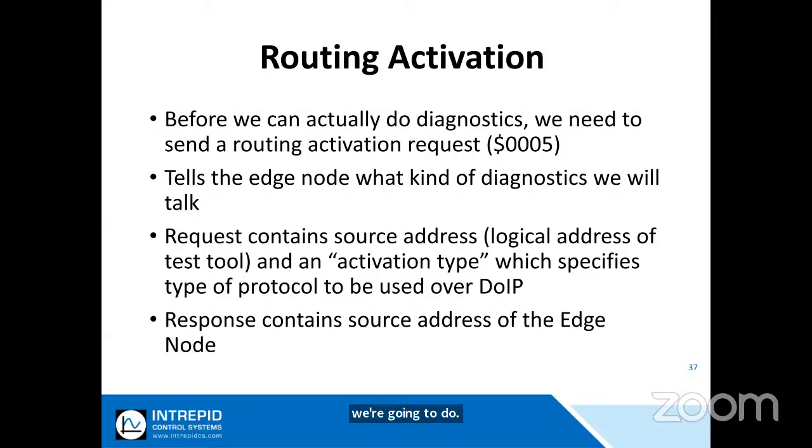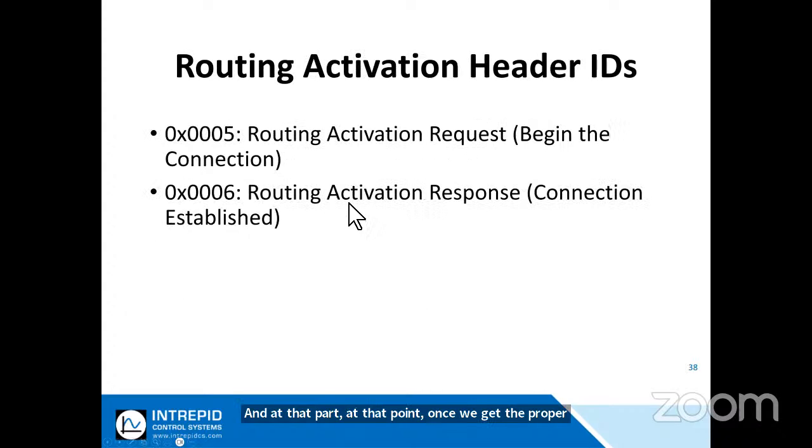So essentially, we're going to tell the edge node we'd like to do communications in a certain way, and we'll get a response back. And once we get the proper response back, then we can start to do diagnostics. So for instance, after we've done our discovery, we've got a connection. At this point, we're opening up a TCP connection, essentially. I might be wrong here, but I'm pretty sure the routing activation request actually happens over a TCP socket, okay?